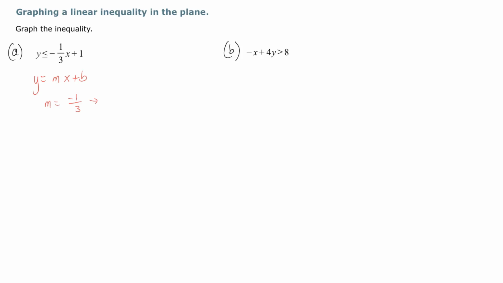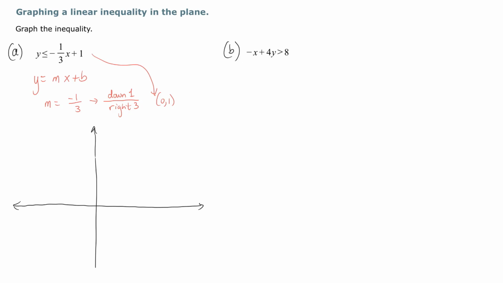That could be interpreted as if you have an ordered pair on a line, from that ordered pair you're going to go down 1 and then right 3. Now we also know the y-intercept, and if you translate the y-intercept to an ordered pair, this translates to 0, 1. So the first thing we're going to do is draw your set of axes.